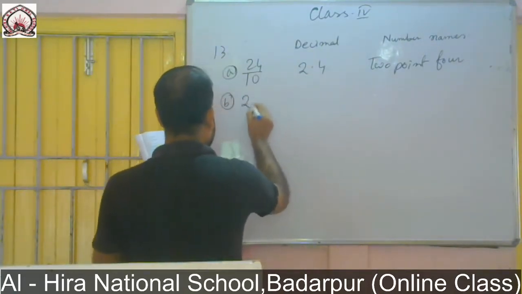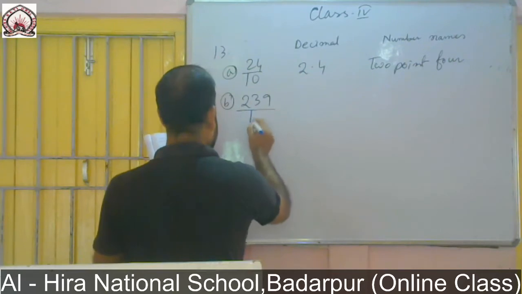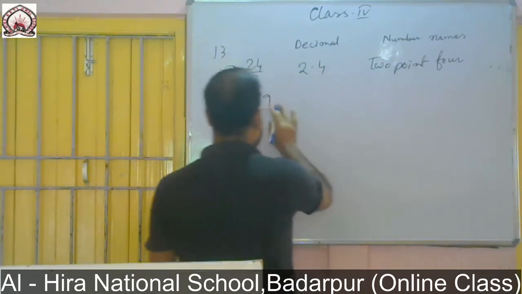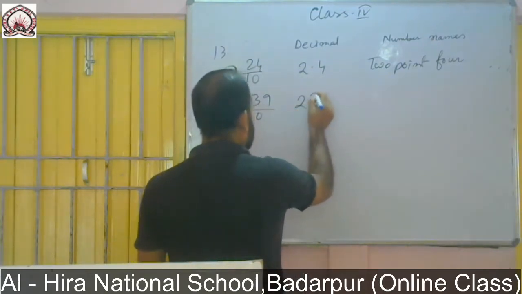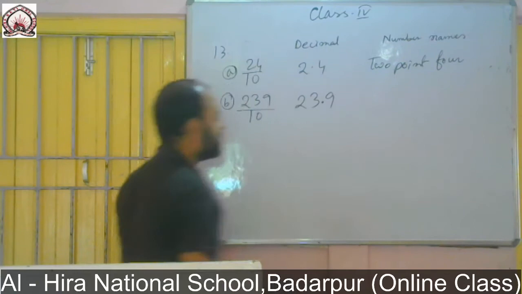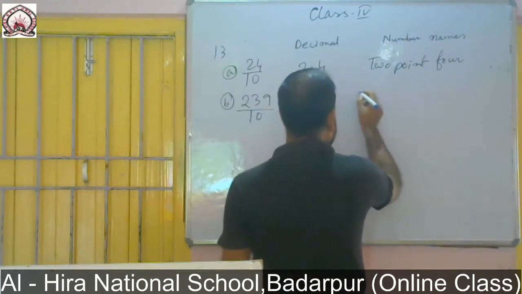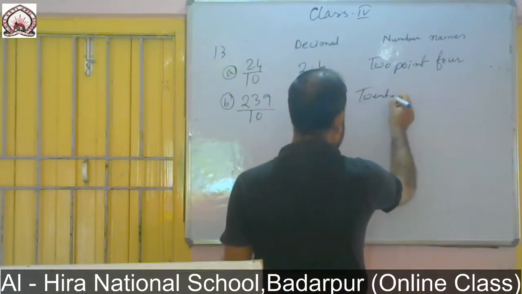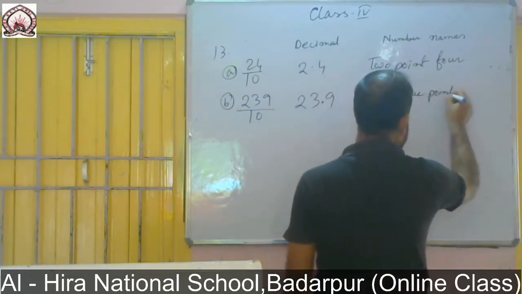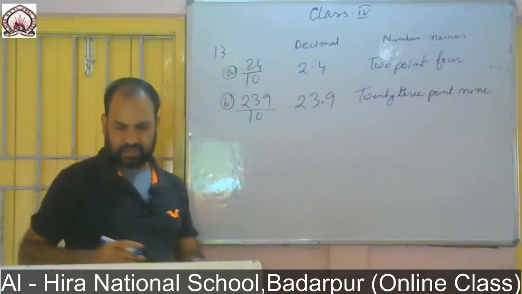Question number B, 239 by 10. 239 by 10 same. We write only what the numerator is. Numerator is 239, and here 10. So before one digit we give point. So it is 23.9. We write 23.9.